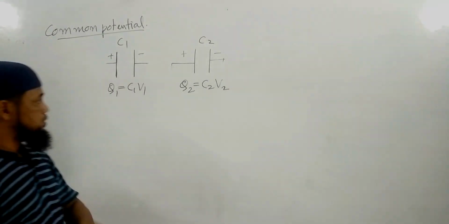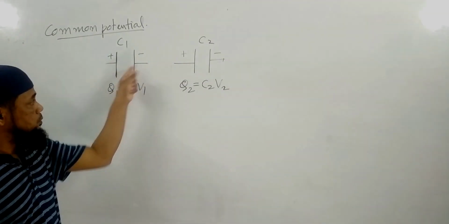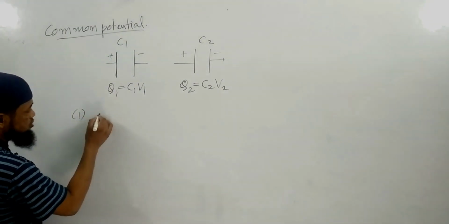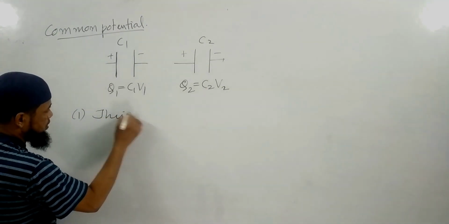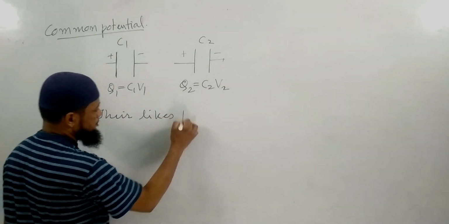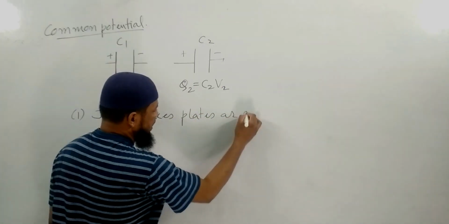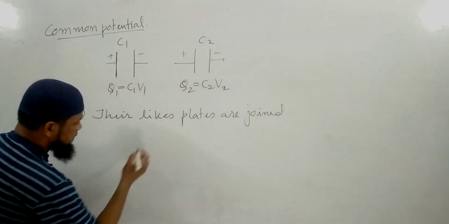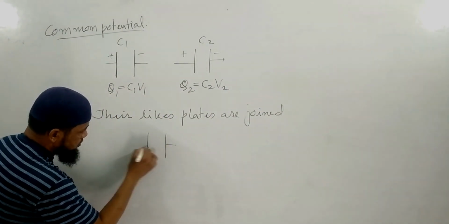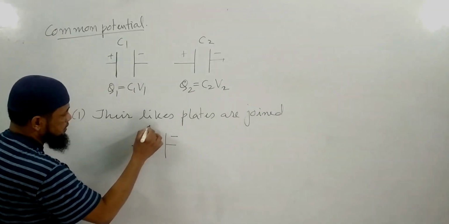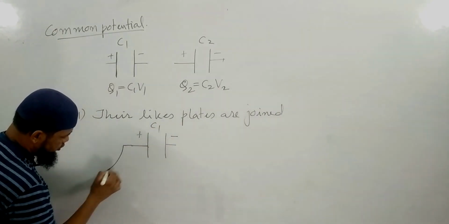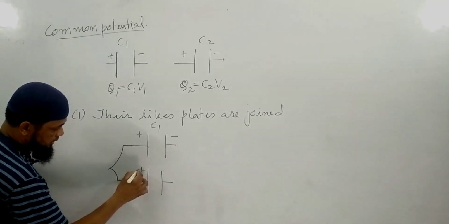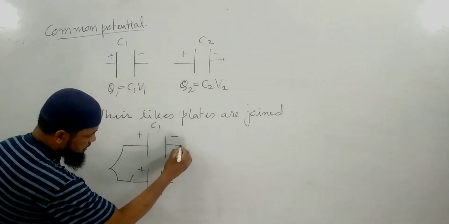Now there are two situations. We'll join them now, but in two different ways. In the first case, their like plates are joined together. Just see this connection. Positive plate, negative plate. C1's positive is going to be connected with the positive, and negative is going to be connected with the negative.